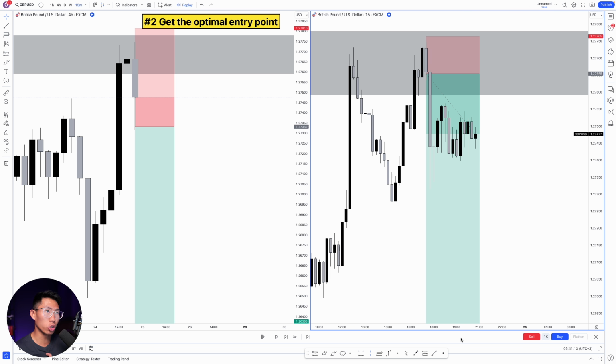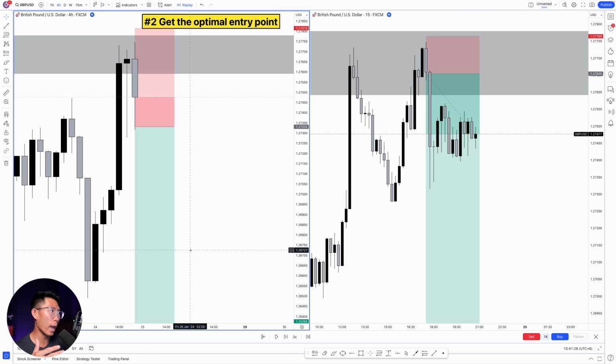As traders, our job is to look for the price where we can get in for the best entry so that we can minimize our loss and maximize our profits. And you can do that by going down to the smaller time frame to look for your entry. Just compare these two entries right here.